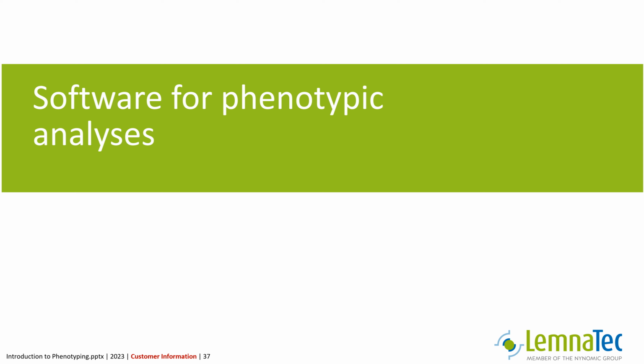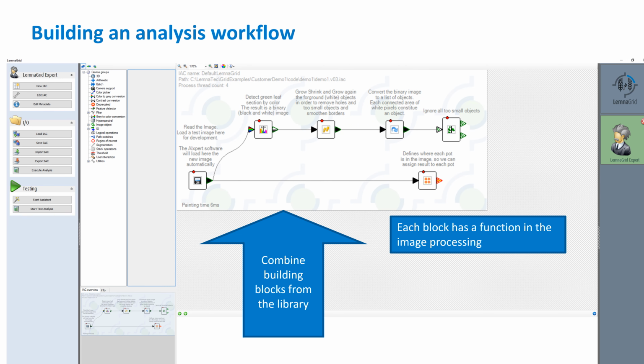All recorded images and scans need to be processed with phenotyping software to derive phenotypic properties out of the imaging data. The core function of such a software is programming and image processing. With LemnaGrid, LemnaTec provides a platform for graphical programming of image processing workflows. There are functions in a library that can be combined, and each block out of the library has a function in image processing.